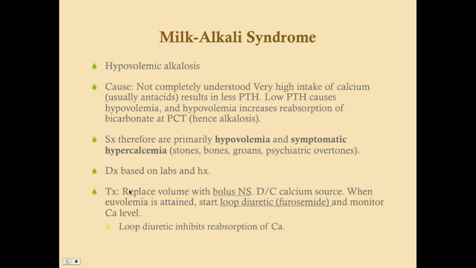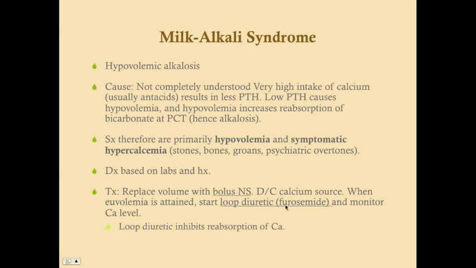So give them a bolus of normal saline, and discontinue wherever the source is of calcium or alkali that they're getting that you've identified. Once you've bolused them with normal saline and they've attained euvolemia, then you want to start a loop diuretic. That would be something like furosemide.